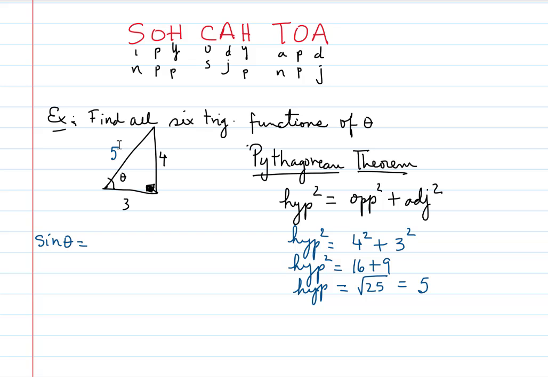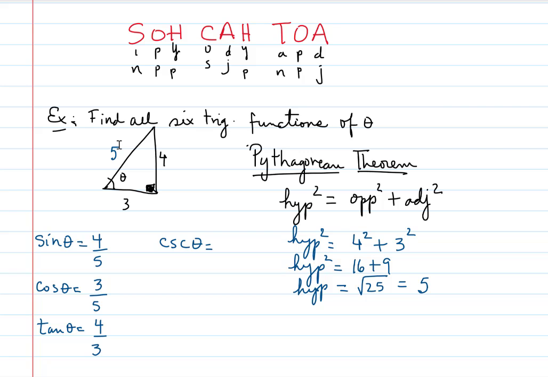Sine of theta would be, remember, go back to our definitions. Sine is opposite over hypotenuse. The opposite of theta is 4 over hypotenuse 5, right? Cosine of theta would be adjacent over hypotenuse, tangent of theta, opposite over adjacent, and then the other 3, if you remember, those first 3 are easy to calculate.